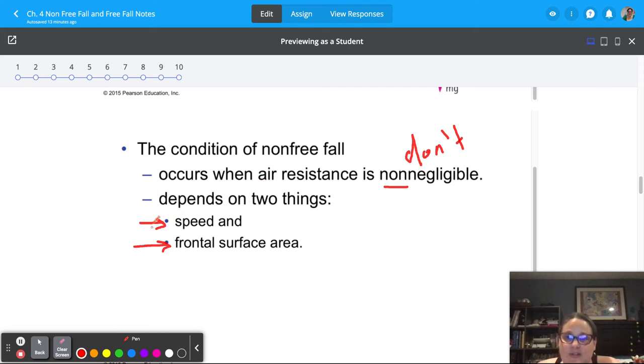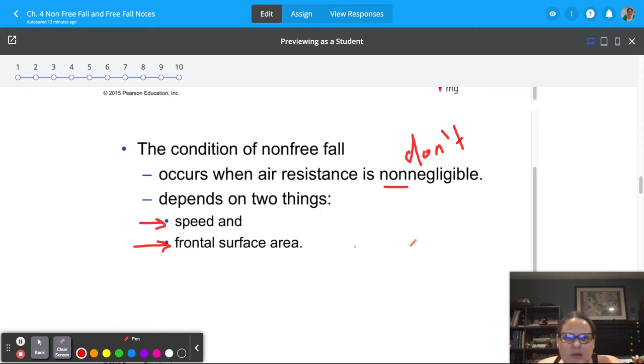So the faster something moves, the more air resistance it has, which is the thing that leads to the buildup of air resistance leading to terminal velocity, right? So the faster and faster you fall, the more and more air resistance there is, leading to eventually no more increase in speed. The other factor that you can manipulate to change air resistance is frontal surface area.